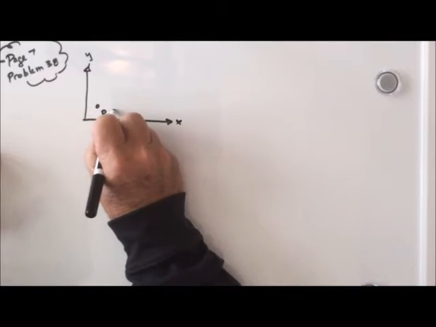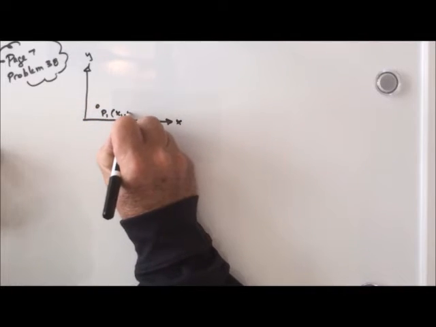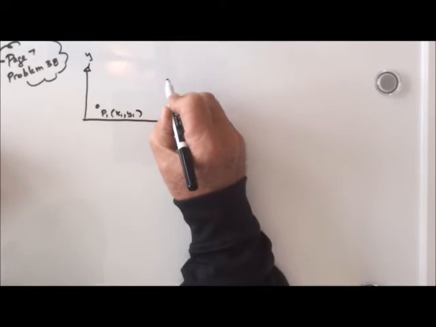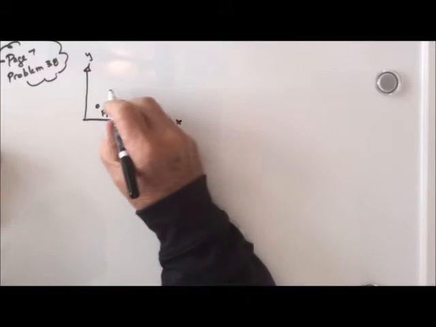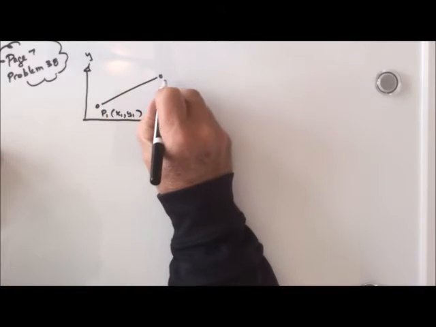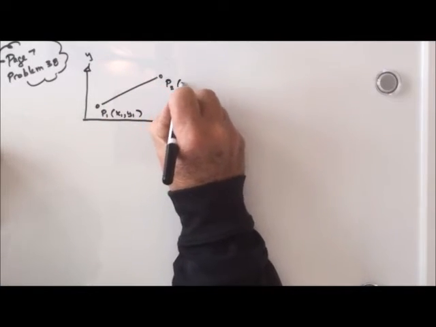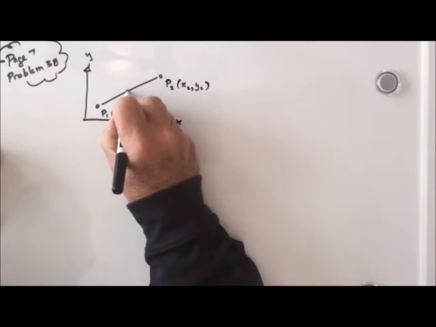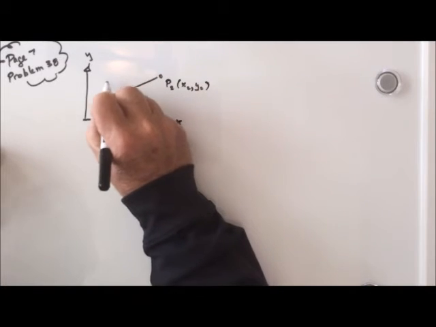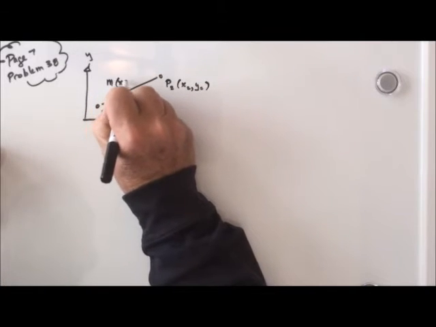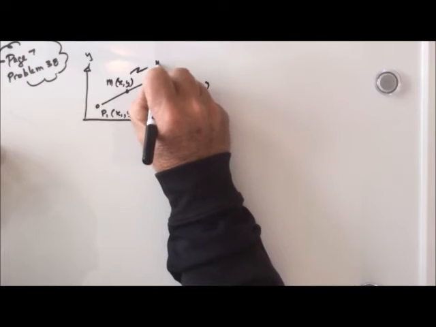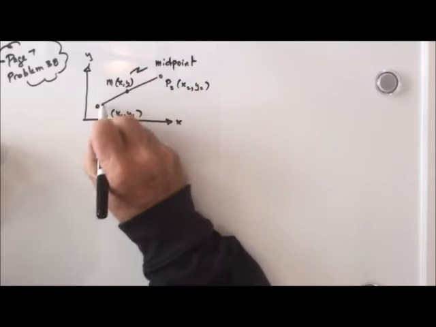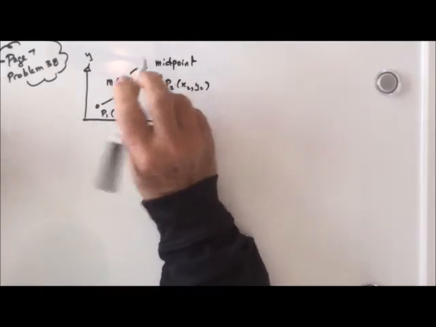It starts very much like the distance formula with 2 points, P1 and P2, coordinates x1, y1, and coordinates x2, y2. Only in this case, rather than being interested in the distance between these 2 points, what we're interested in is the midpoint. Let's call it M. Let's give it coordinates x, y. So it is the point midway between. This distance is the same as this distance.